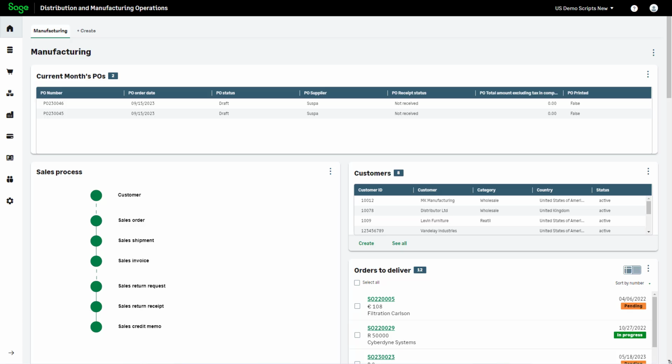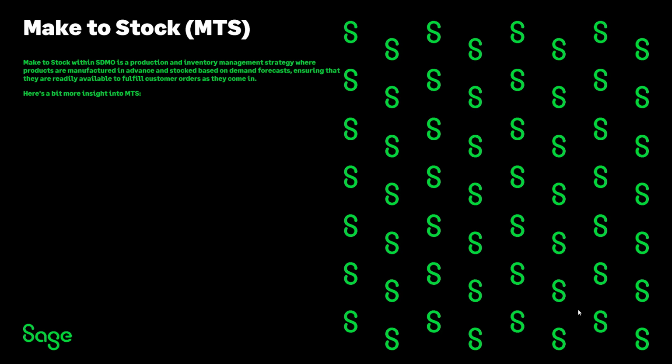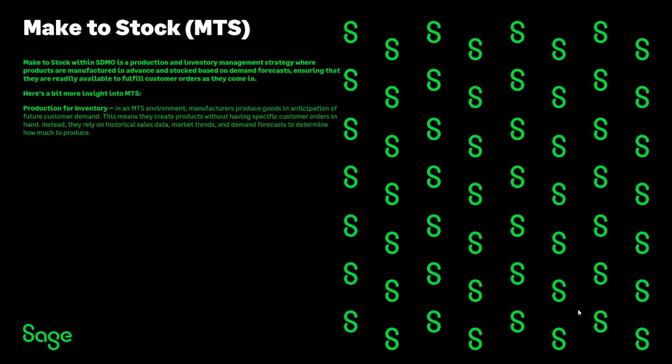Within SDMO, make-to-stock is a production and inventory management strategy and process where products are manufactured in advance and stocked based on demand forecasts, ensuring that they are readily available to fulfill customer orders as they come in. Here's a bit more insight into MTS. Production for inventory. In an MTS environment, manufacturers produce goods in anticipation of future customer demand. This means they create products without having specific customer orders in hand. Instead, they rely on historical sales data, market trends, and demand forecasts to determine how much to produce.